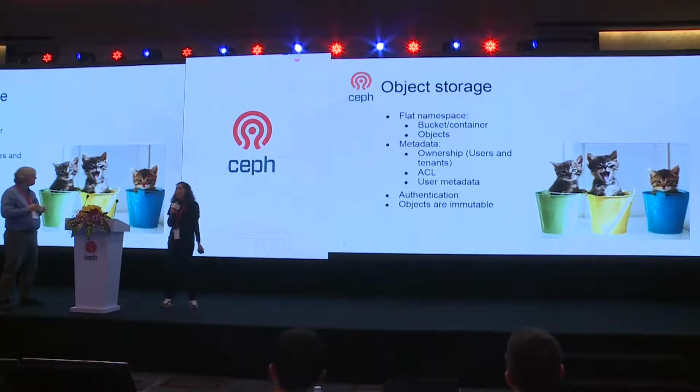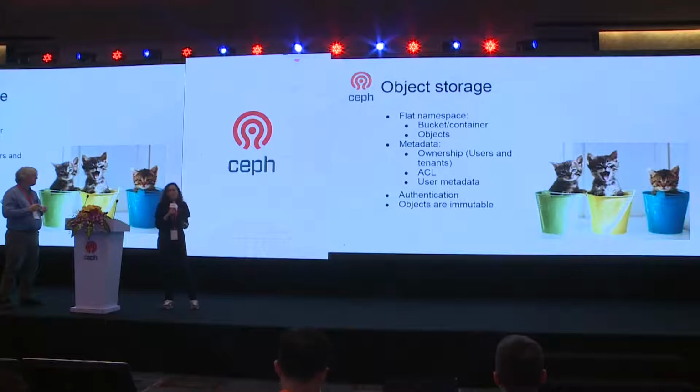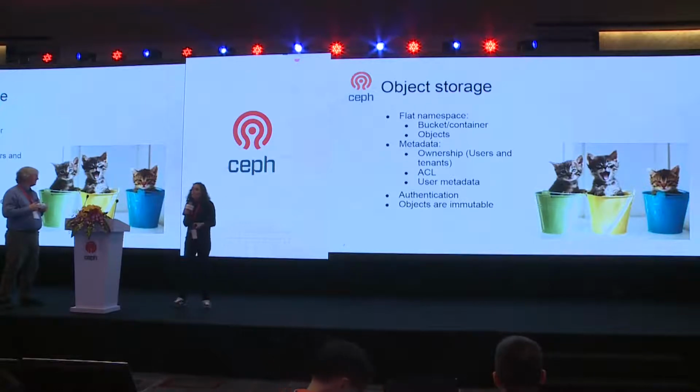Objects have very rich metadata. We have ownership, access control lists, and the user can add their own metadata to the object, key-value pairs. So if I want, I can decide to color all my objects red or blue. Or if it's my photos, I can add metadata containing the people who are in the photo. It has very rich authentication.